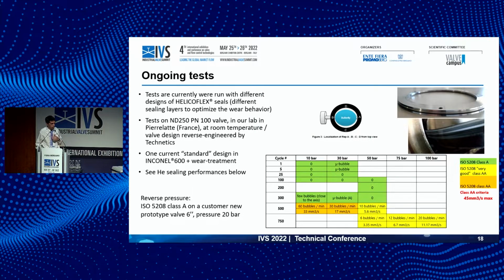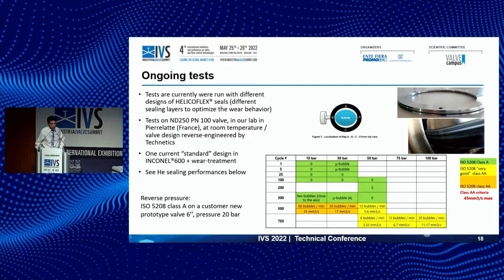Why Inconel 600? Because it's a quite convenient material for everybody. The temperature resistance is high. The corrosion resistance is also interesting. It can be used for NACE applications, for seawater and so on. So it's quite, I would say, an all-purpose vehicle for the metal seal.